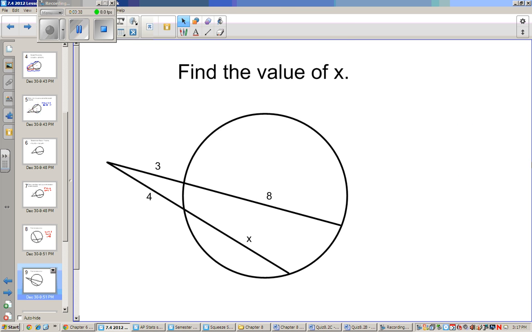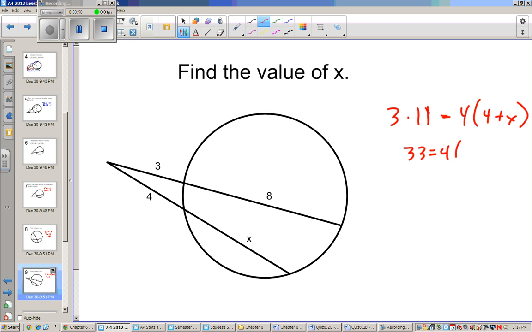Now this next problem, we're going to have 3 times the entire length, which is 11, equal 4 times this entire length, which is 4 plus x. So when we multiply this out, this will be 33 is equal to 4 times 4 plus x. Now we can divide both sides by 4. 33 divided by 4 should be 8 1/4. So now we just have to subtract 4 on both sides, and x is going to be equal to 4 1/4.